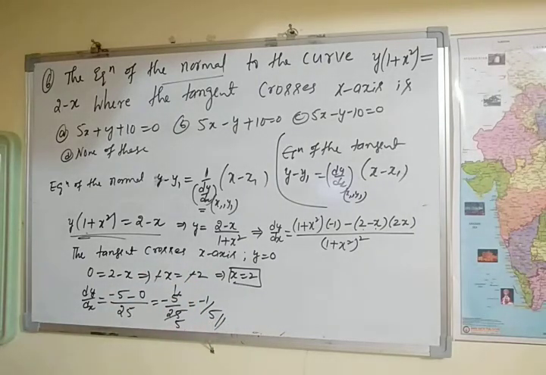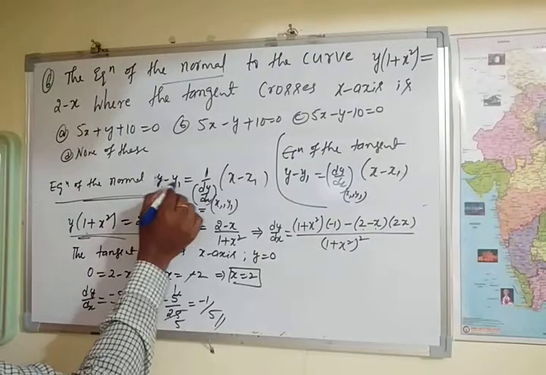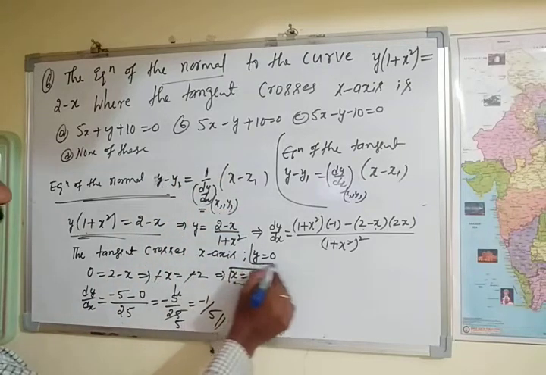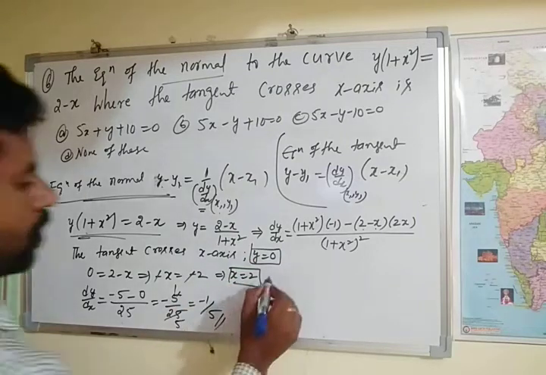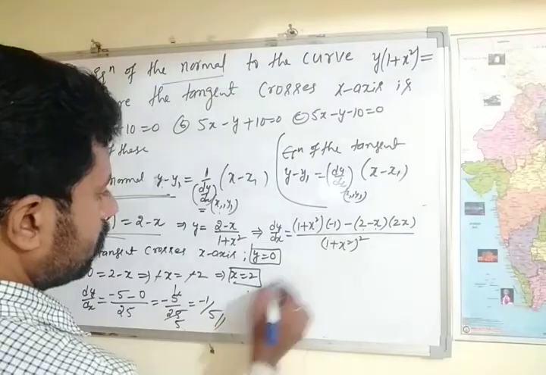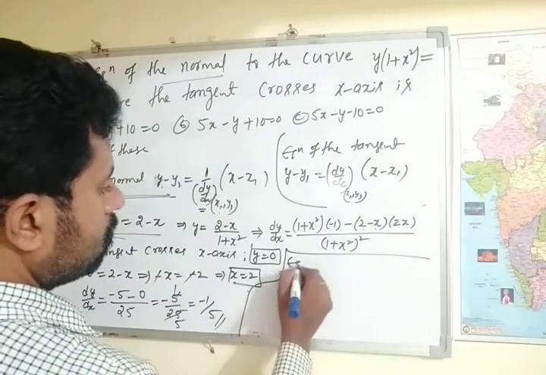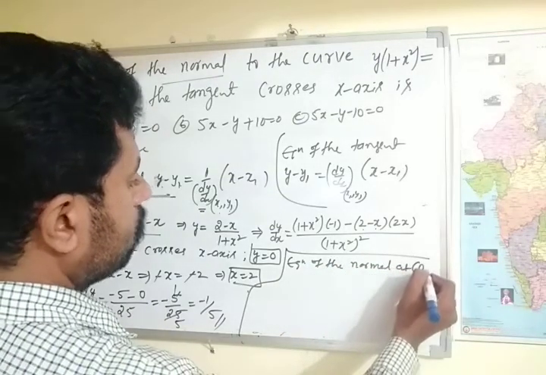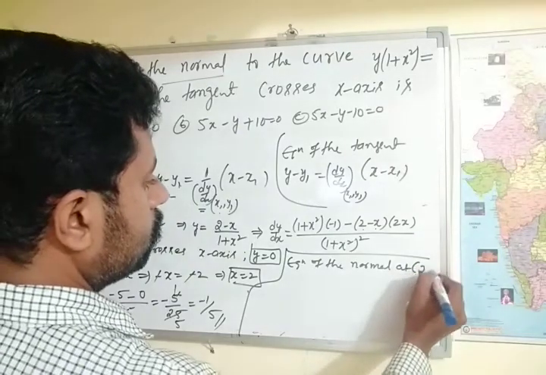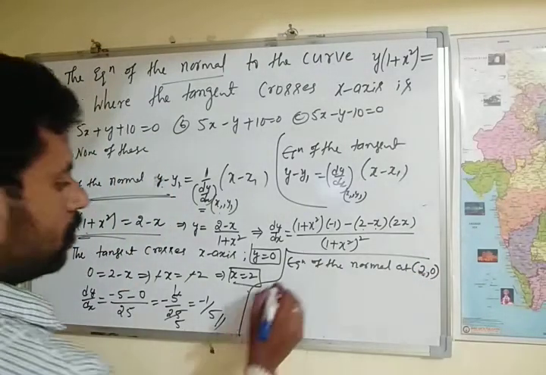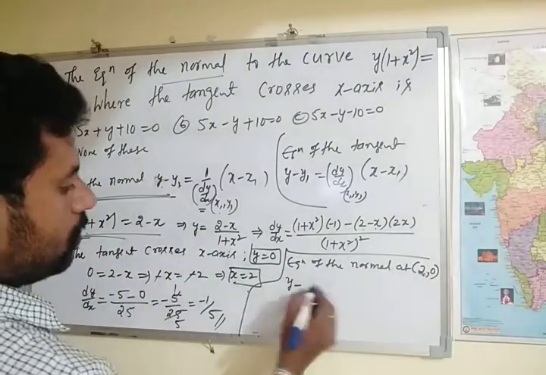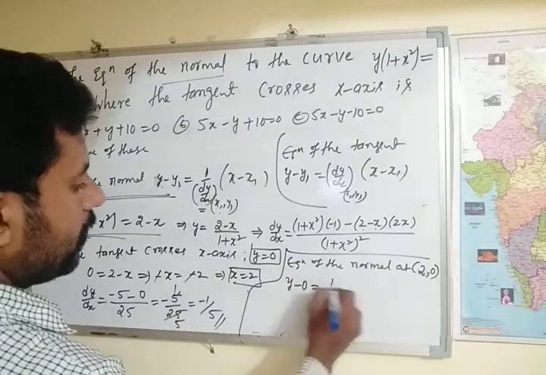Now we have to find the equation of the normal to the curve. This is the formula: y minus y1 is equals to 1 divided by dy by dx, at the point x1 comma y1. The point x1 comma y1 here is 2 comma 0. Now I consider the equation of the normal at 2 comma 0. y minus y1, y1 is 0. y minus 0 is equals to 1 divided by dy by dx.